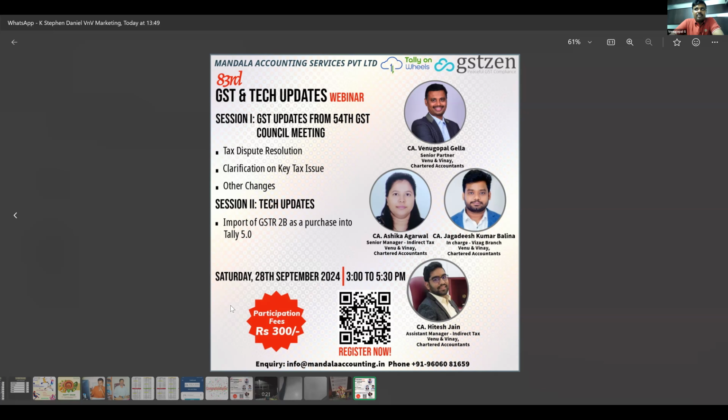With me, I have my colleague Ashika, who will be taking on tax dispute resolution systems, and Hitesh talking on key clarifications that have been issued by way of circulars or the amendments coming by notifications. On the tech part, I have Delhi Babu, another colleague, who will be talking on how to automate GSTR 2B as a purchase. I will be there throughout the session.